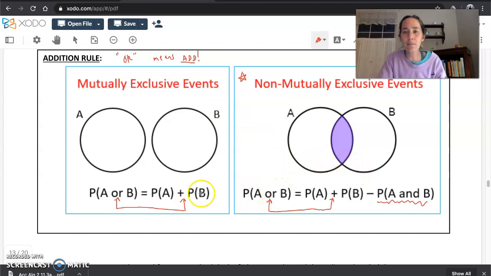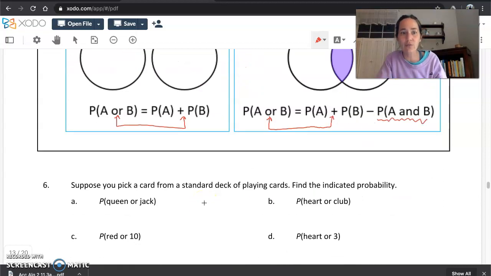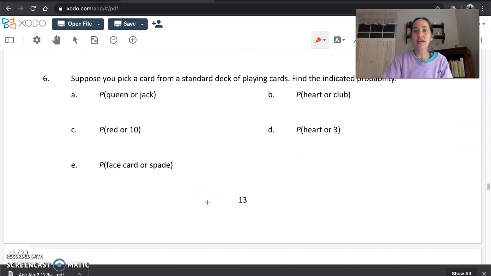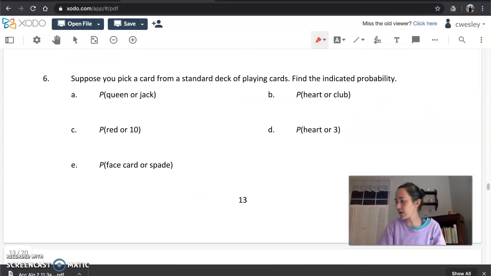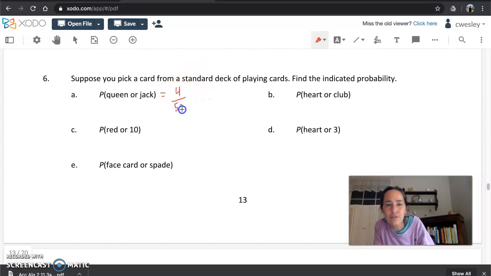And I want to try examples with stuff that we've already been looking at, starting with cards. I want to think of a deck of cards and get used to some of these questions. So it says I've got a standard deck, and I'm going to shuffle my cards good, and I'm going to pick a random card from the deck, and what's the odds that this is a queen or a jack? Well, or means add. I'm going to add up the probability of, and I'll write this as two separate fractions, but you don't have to. I'm just going to do it for emphasis.